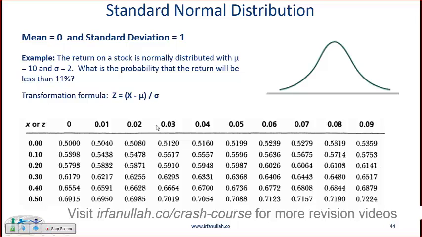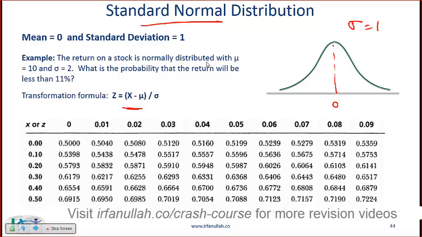The point that we'll cover on this slide is that you need to transform a normal distribution to what's called a standard normal distribution. With a standard normal distribution, the mean is 0 and the standard deviation is 1. So if you have any distribution and you want to transform it, what do you do? You take the x value and subtract the mean.